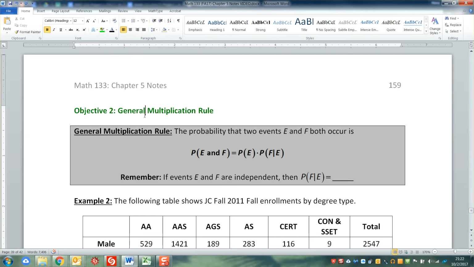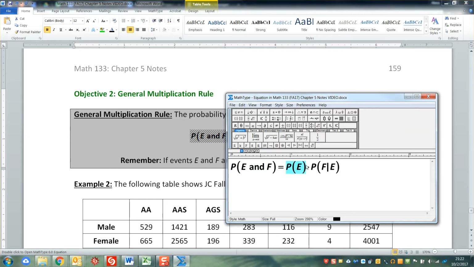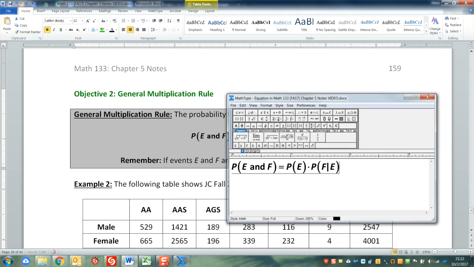Here, because this is a table and when you pull somebody away, you're not replacing them, they're not really independent, right? So you're going to take the probability of E, but instead of multiplying by the probability of F, which is what you do when they're independent, you multiply by the probability of F given that event E has already occurred.